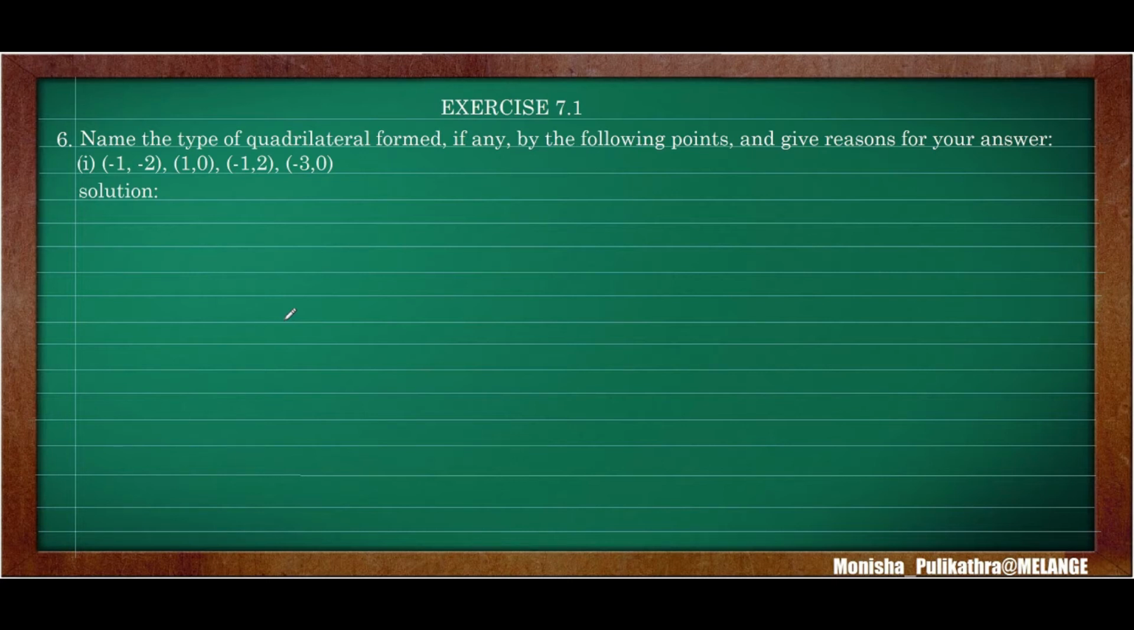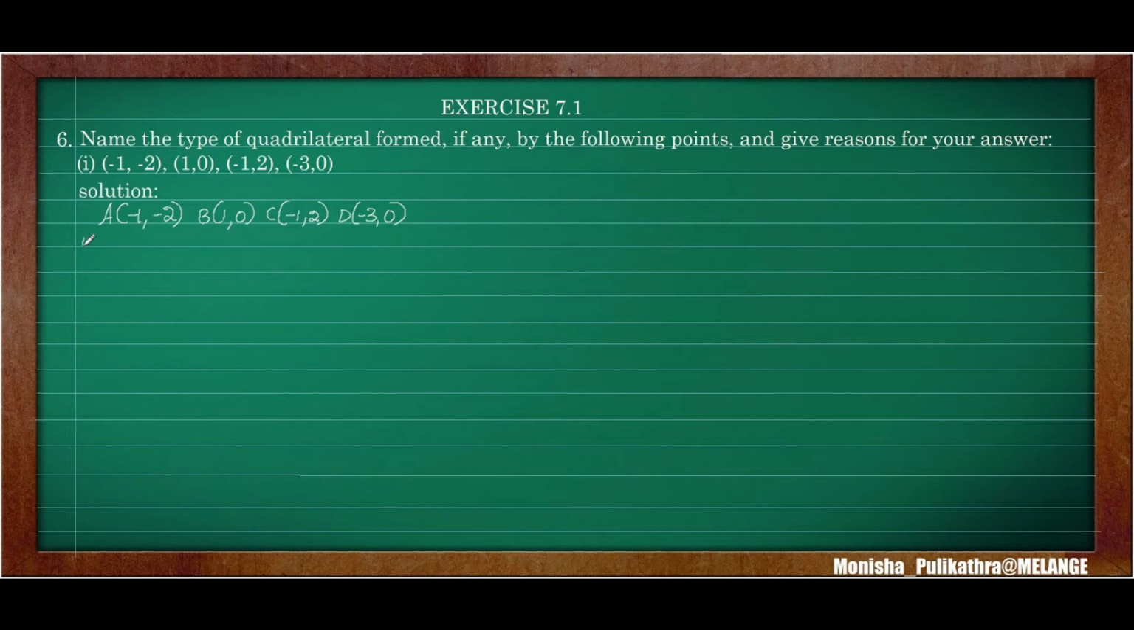That is, we need to name the points A, B, C, D and we have to apply the distance formula to find it out. Okay, so after getting the answer, we need to decide which quadrilateral that is. Okay, so first, let A be minus 1 comma minus 2, B is 1 comma 0, C is minus 1 comma 2 and D is minus 3 comma 0.